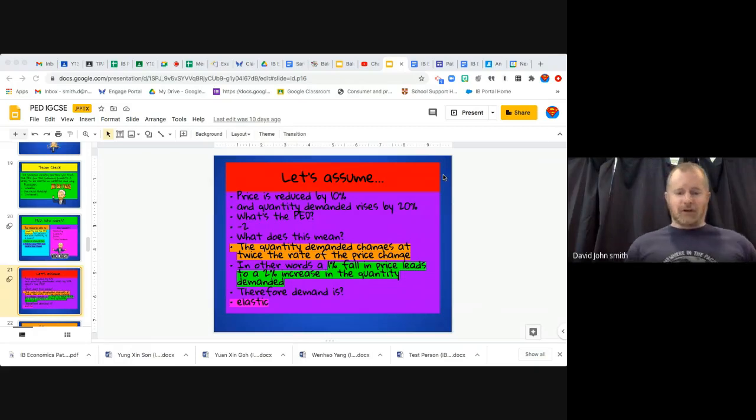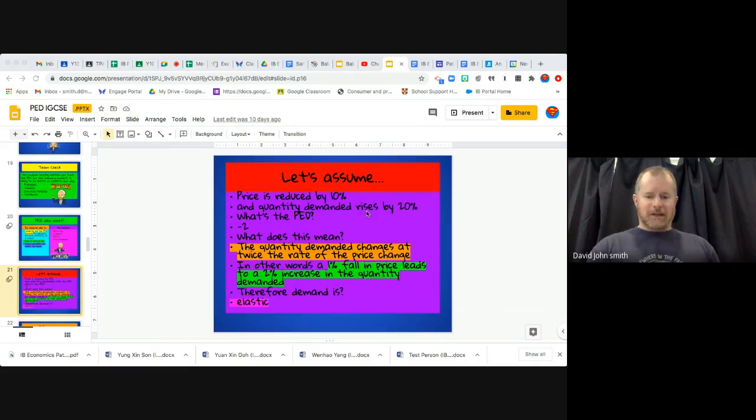All right, so let's assume that price is reduced by 10%. There it is. Quantity demanded rises by 20%, so that's more than responsive. If you do the calculation on that, quantity over price, so 20% divided by 10%, you're going to end up with 2 as your answer. So what does that actually mean? That means that the quantity demanded has changed at twice the rate of the price change. It's 2, all right? 20% greater than 10%. A 1% fall in price has led to a 2% increase in the quantity demanded.